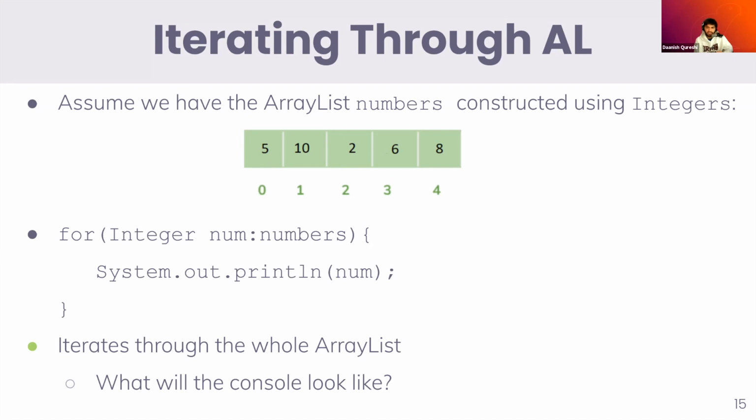Perfect. 5, 10, 2, 6, 8. Yeah, Bashar typed it with the line. I mean, that's what it would be. But Walid, also, you're correct. Perfect. Okay, so you guys understand. It's looping through the array list and it's printing them out.